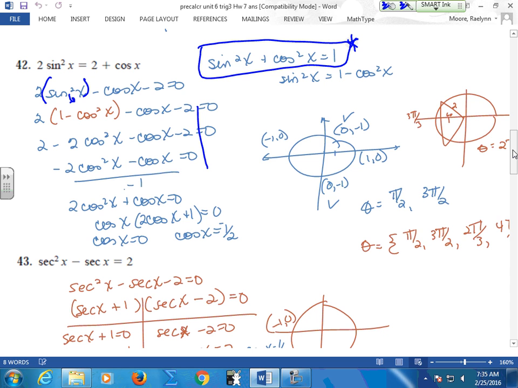Factor out a cosine. From here, we have two sets of circumstances. One where cosine is 0, which we just looked at. That was your pi over 2 and 3 pi over 2. And one where your cosine is -1/2. Cosine deals with the x. So find your x-axis where it's negative. That's where your cosine of negative is. Label your triangles, find your reference angle. So this is pi over 3. So I've got a 2 pi over 3, and I have a 4 pi over 3.